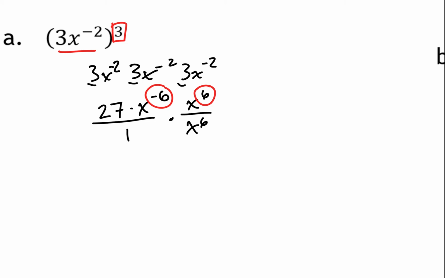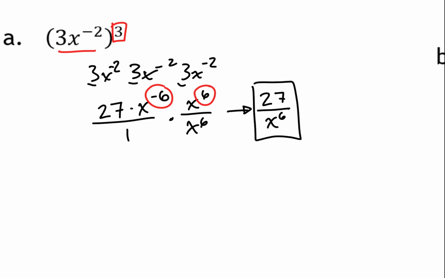And x to the negative 6 times x to the 6 is x to the 0 power. And that's beautiful because x to the 0 power is just the number 1. So across my numerator, all I see is the number 27 multiplied by 1. So my numerator is now simply the number 27. And in my denominator, I have x to the 6 power. So this is the answer we're looking for.